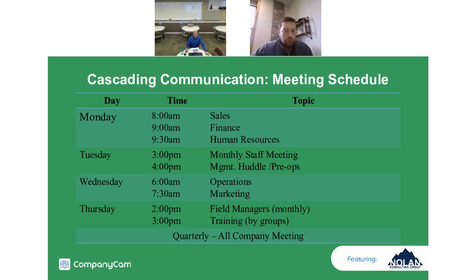So the VP of sales, he has the agenda all figured out ahead of time. He shares it with everybody as a Google Sheet or Google Doc. Same thing with finance, human resources. These are all filled out ahead of time with set information so we can click through our meetings, because nobody likes long meetings.